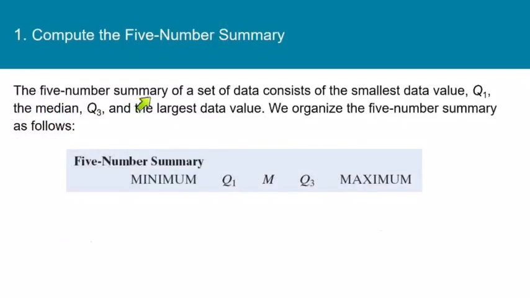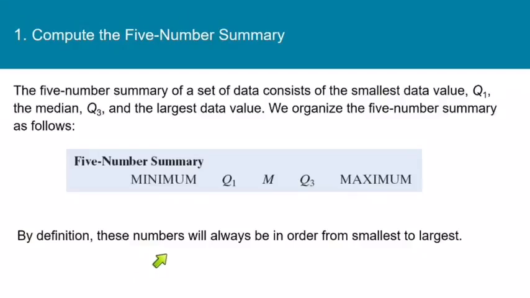Now the 5-number summary of a set of data consists of the smallest value, Q1, the median, Q3, and the largest value. And we just write them all in a row like this. So the 5-number summary is just minimum, Q1, Q2, Q3, and the maximum. Notice that by definition these numbers will always be in order from smallest to largest, and also notice that we don't even bother to put commas between them or anything. We won't label them, we won't put commas between them, just spaces.